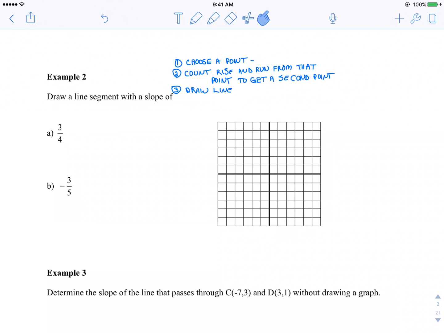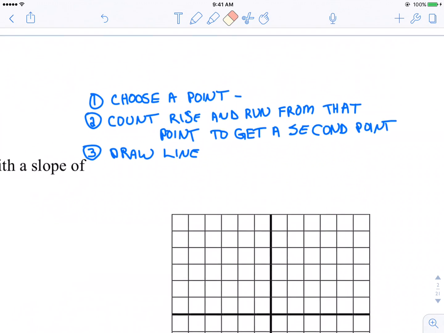6.2, example 2 and 3. So I've made a couple little notes here for example 2. It says draw a line segment with a slope of, and then they've given us two examples, 3 over 4 and negative 3 over 5. So before that though, let's have a quick look at my little notes here.